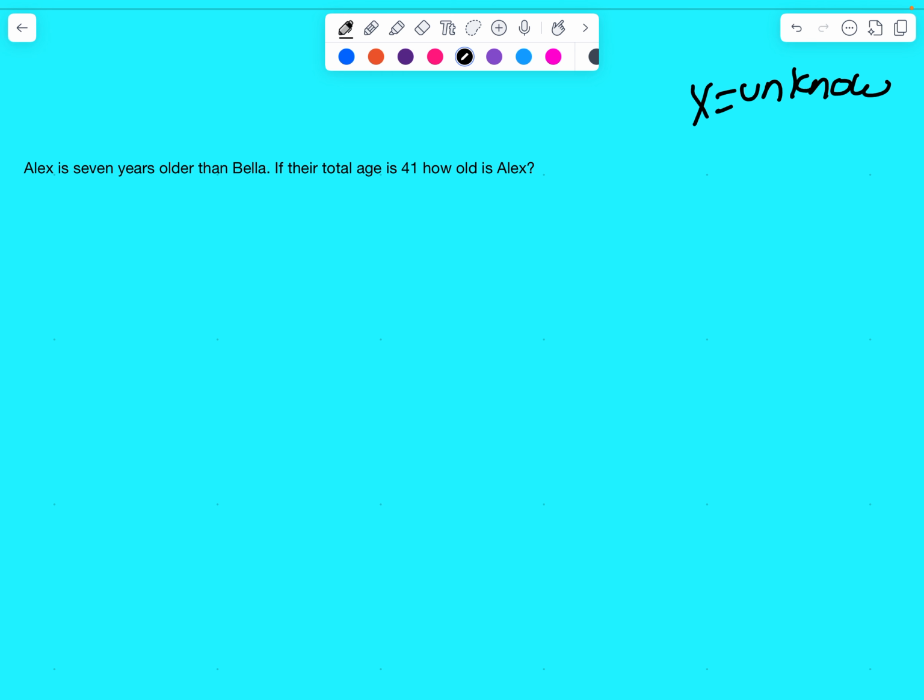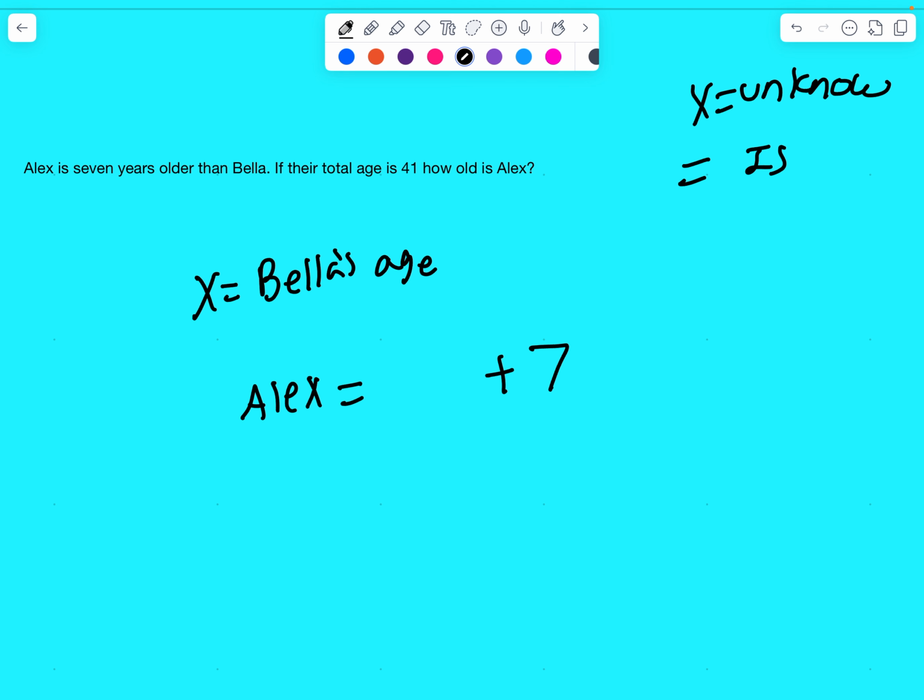Let's try this one. Alex is 7 years older than Bella. If their total age is 41, how old is Alex? So let x be Bella's age. Alex is a way of saying equals is. Alex is 7 years older, so 7 plus, 7 years older than Bella's age. All right? Their total age is 41.